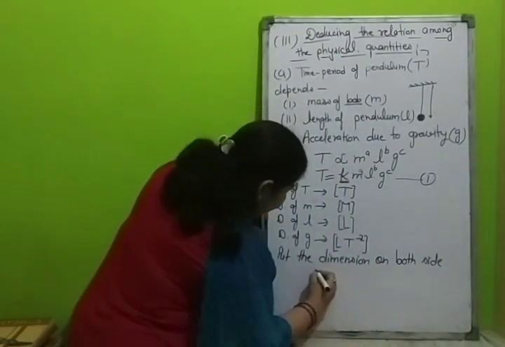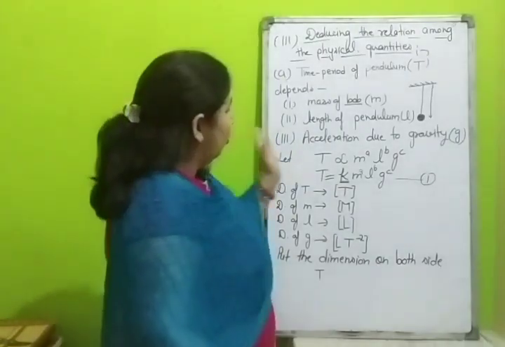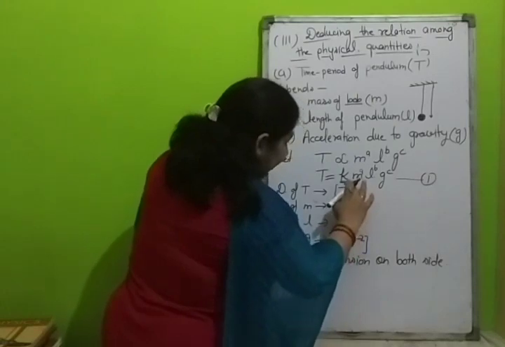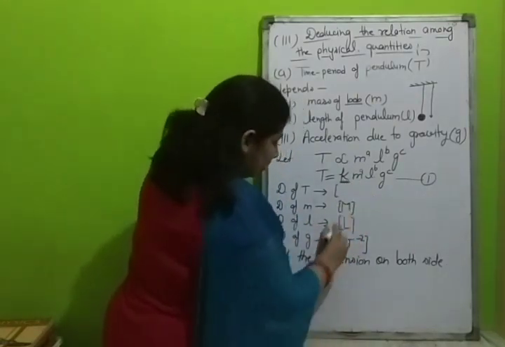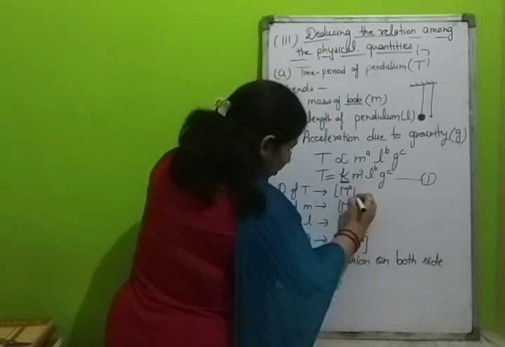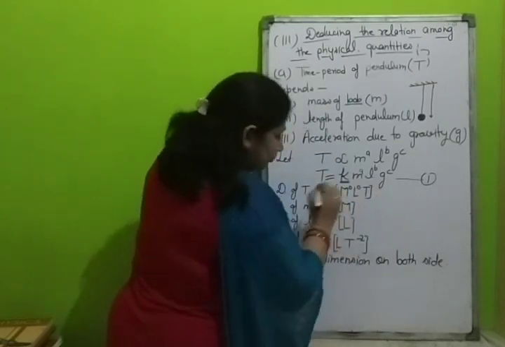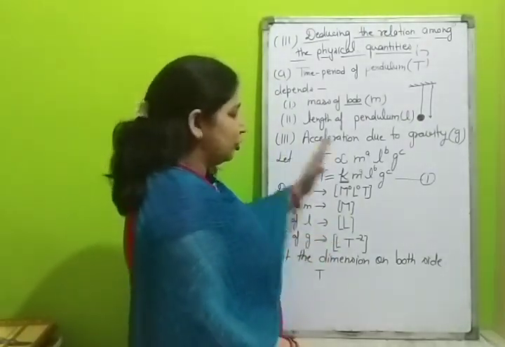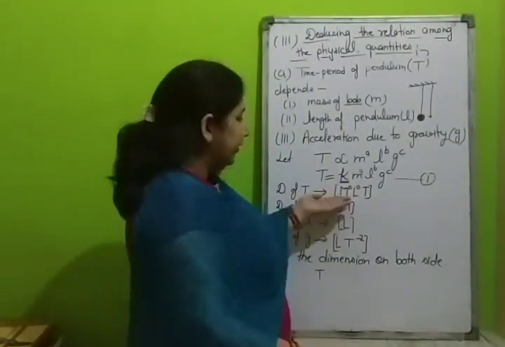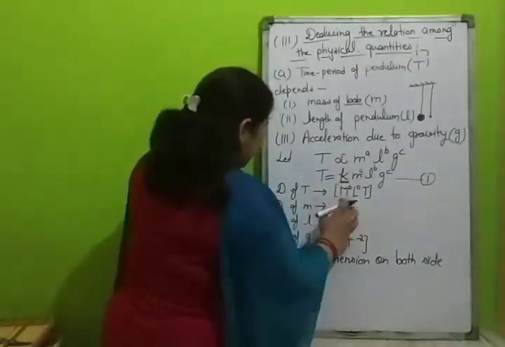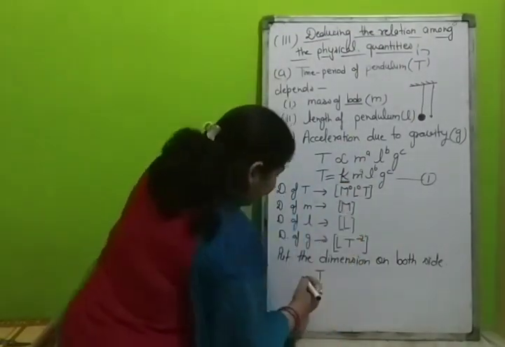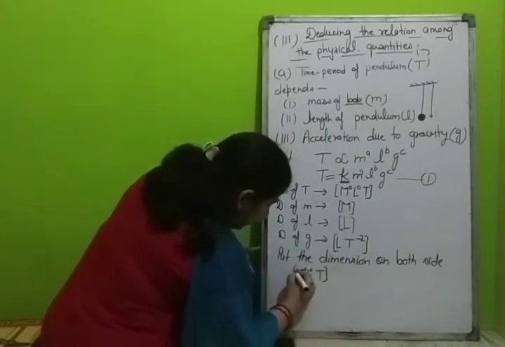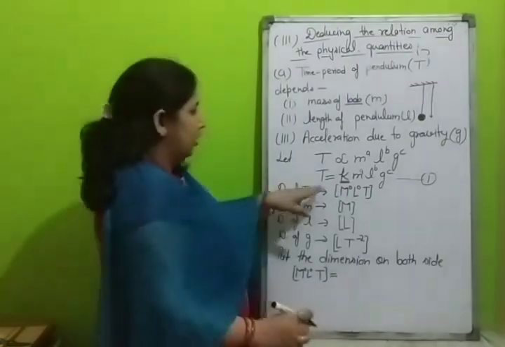Here we have T. As we have to compare on both sides the dimension, we can write here the dimension of T as M0 L0 T. We can write only T, but here we have to compare the dimension on both the sides. So we can write M and L also. And the dimension of M, L, T: M0, L0 and T is equal to K.